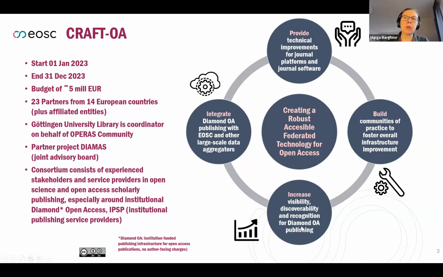What we also aim is to increase the visibility and discoverability of the non-commercial part of open access. I will show you some examples of why the commercial sector is pretty successful in visibility and discoverability, and this is where we do need to bring some momentum to the field. And we aim to integrate publishing and publishing outputs, especially the ones from the Diamond open access sector, into the EOSC. And for that, we need to provide technical improvements for journal platforms and journal software.